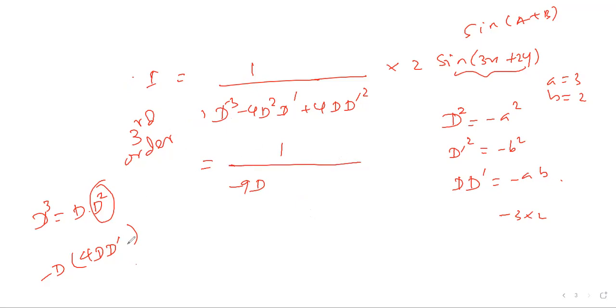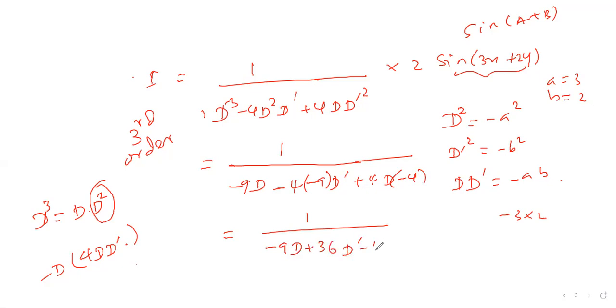You can also take d dash, or they have taken d squared first. For the d squared only, they have put minus 9. Minus 9 d dash, and then 4d. D dash squared. So minus b, which will be minus 4. So what will be the final? So minus 9d, plus 36d dash, minus 16d. So all the RHS terms will come.